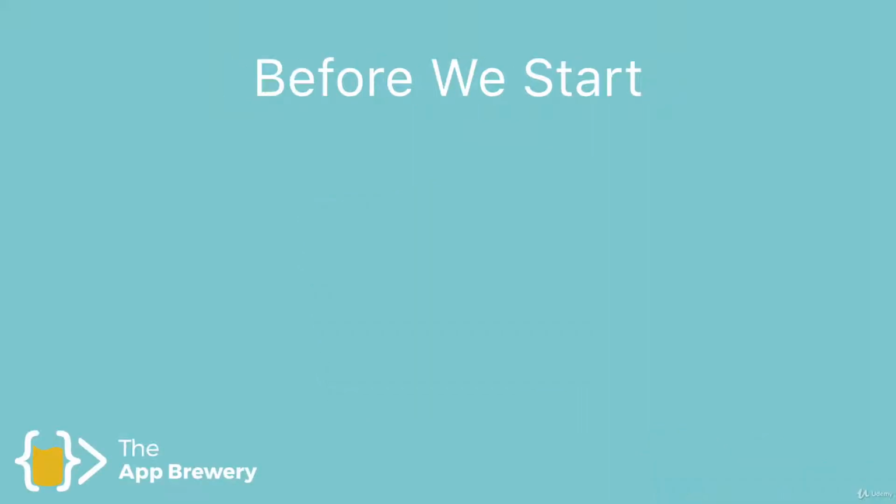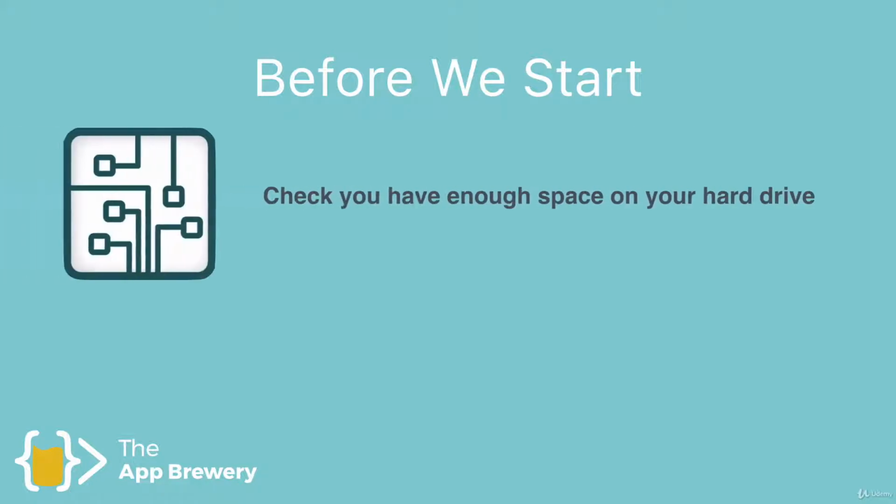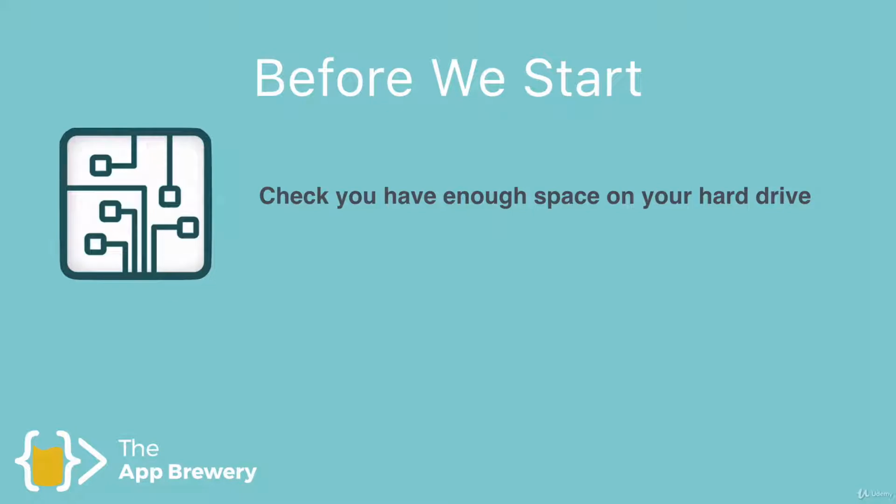But before we start, there's a couple of things that you need to check to ensure that your download and installation goes smoothly. First thing is to make sure that you have enough space on your hard drive. Even though Xcode is only about 4.5 gigabytes, you need about 10 gigabytes for the download and installation. So first check to make sure that you have enough space. And to do that, it's pretty simple.